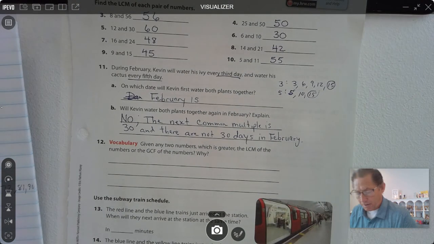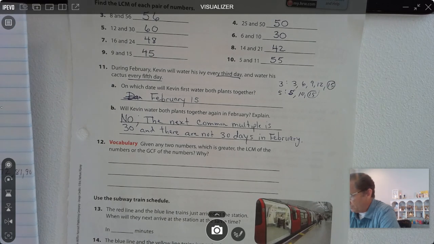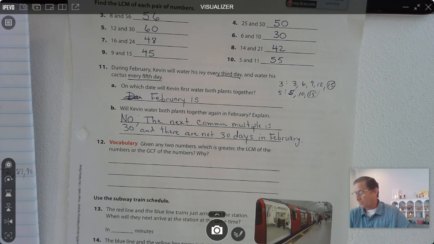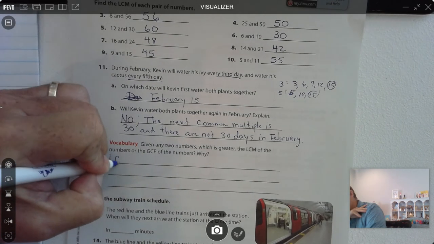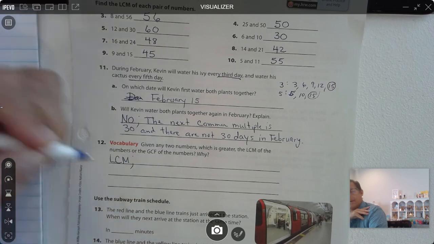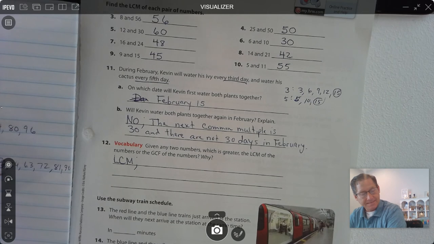All right, number 12. Given any two numbers, which is greater, the least common multiple of the numbers or the greatest common factor of the numbers, and why? Well, the least common multiple will be greater. Okay, so I'm just going to write LCM as the answer.